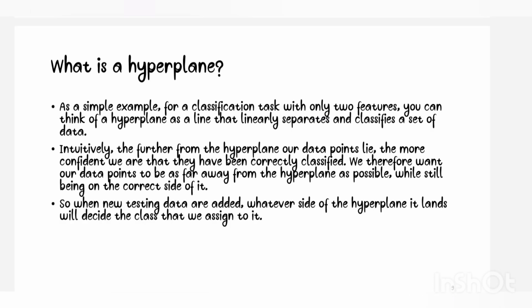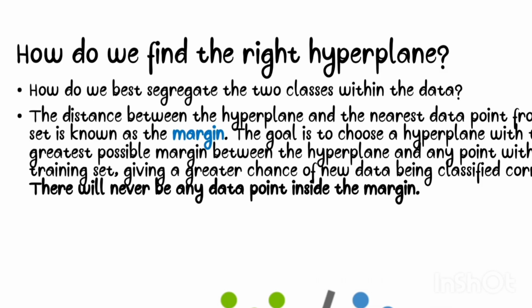What is a hyperplane? Take a simple example of a classification task with two features. You can think of a hyperplane as a line that linearly separates and classifies a set of data. The further from the hyperplane our data points lie, the more confident we can be that they have been correctly classified. Therefore, we want the data points to be as far away from the hyperplane as possible, while still being on the correct side of it. When new test data is added, whichever side of the hyperplane it lands on will decide the class that is assigned to it.